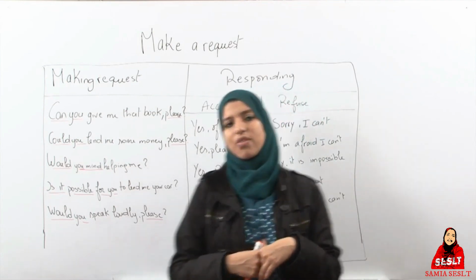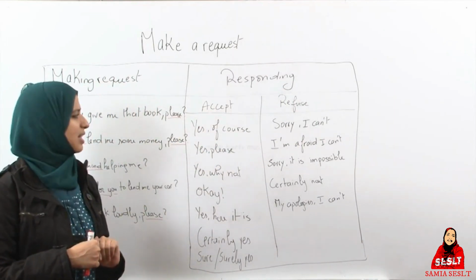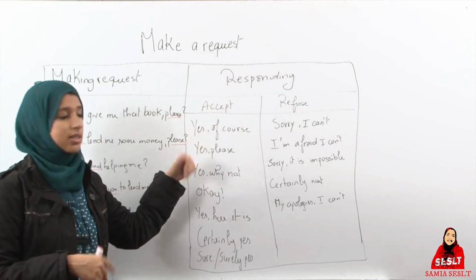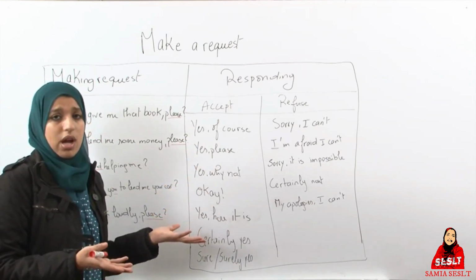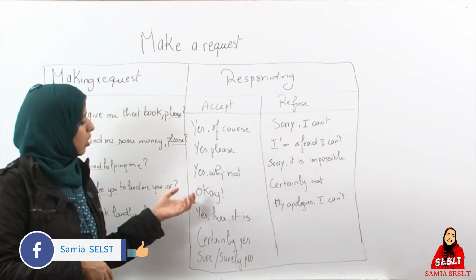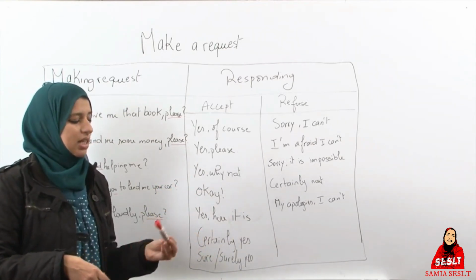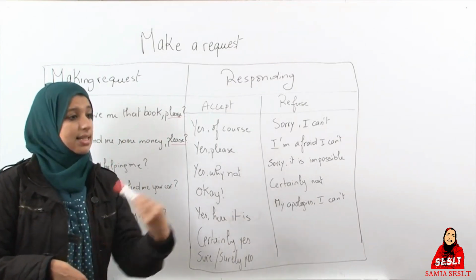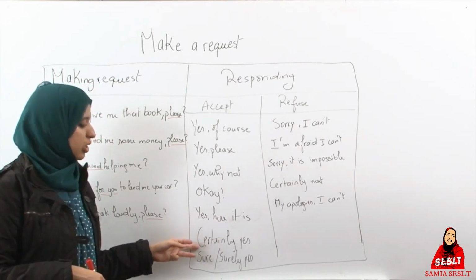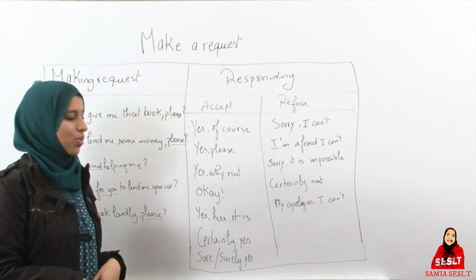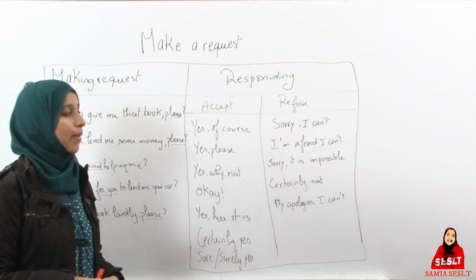Let's see some expressions of accepting and refusing. When you accept, you might say, yes, of course, or yes, please, or yes, why not? I mean, you take it. Or, okay, yes, here it is. For example, I'm asking for the marker. Someone says, yes, here it is, which means here, take it, all right? Or, certainly, yes. Or also we can say, sure, or surely, yes, all right?